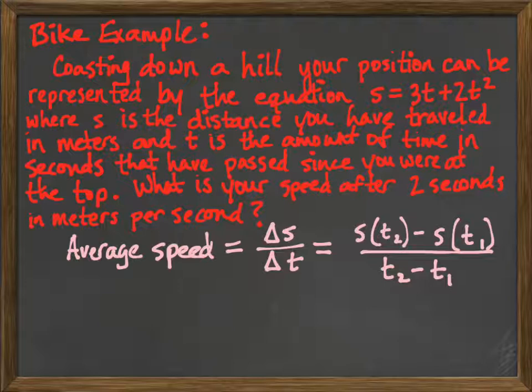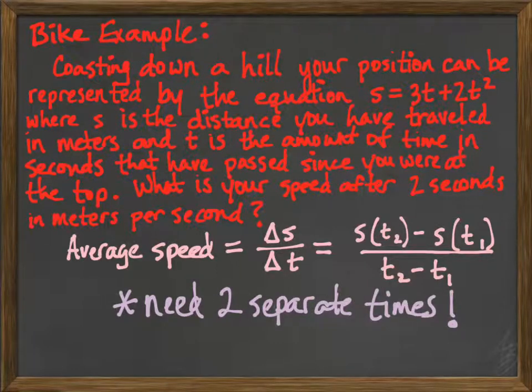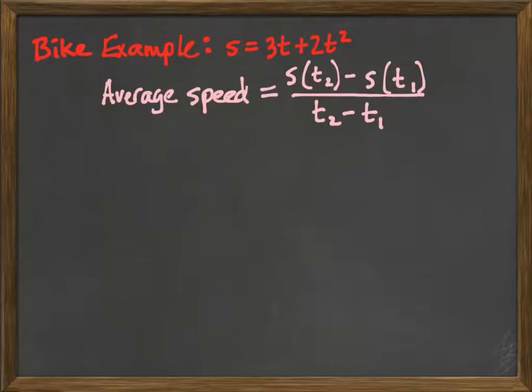However, this equation is not immediately useful to us because we need, in this equation, 2 separate times. And we want to evaluate what our speed is at exactly 2 seconds after we leave the top of the hill. If we tried to plug 2 seconds in for t1 and t2, we can see in the denominator here we're going to get 2 minus 2, which is 0, and we can't divide by 0. This is where we're going to have to come up with some new methods.